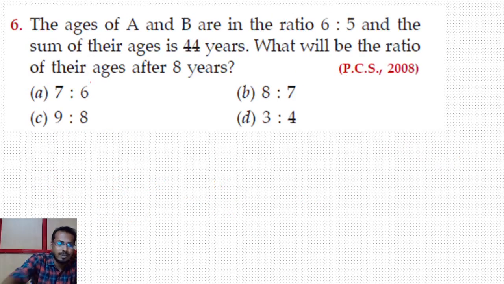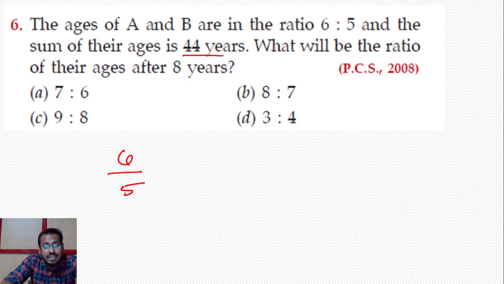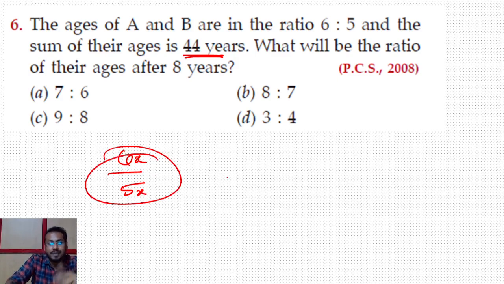Next, sixth problem. The ages of A and B are in the ratio 6:5, and the sum of their ages is 44 years. Sum of the ages means, let's take this as 6x and this as 5x. What is the sum? 6 plus 5 is 11x. 11x is equal to 44 years. What will be the ratio of their ages after 8 years?